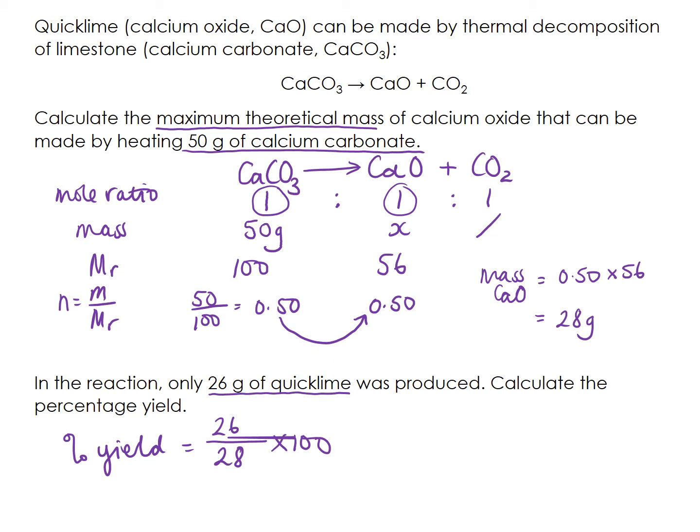26 over 28 times by 100. Put that into the calculator, and that comes out at 92.86%, which is 93% to 2 sig figs. And I've chosen 2 sig figs because the rest of the data was given to 2 significant figures.